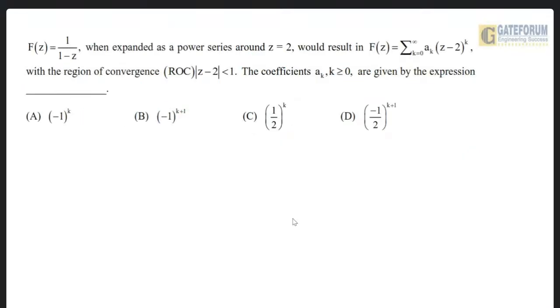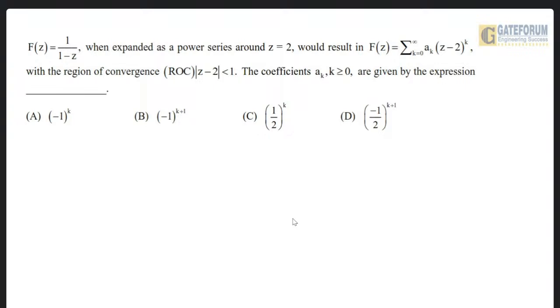Next question. f of z is equal to 1 upon 1 minus z, when expanded as a power series around z is equal to 2, would result in f of z is equal to the summation k is equal to 0 to infinity a_k into z minus 2 whole power k, with region of convergence ROC mod z minus 2 less than 1. The coefficients a_k, k greater than or equal to 0, are given by the expression. Four options are given. This is from engineering mathematics, from the topic complex variables, power series, that is Laurent series, etc.